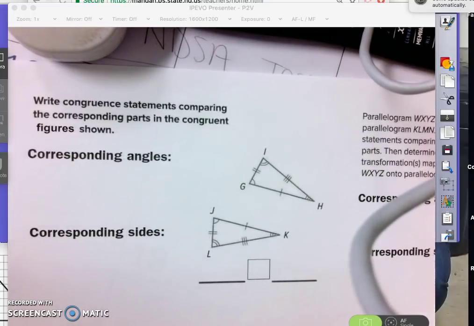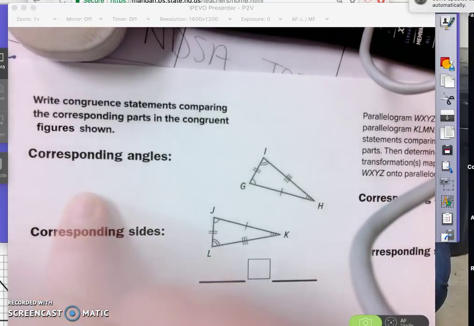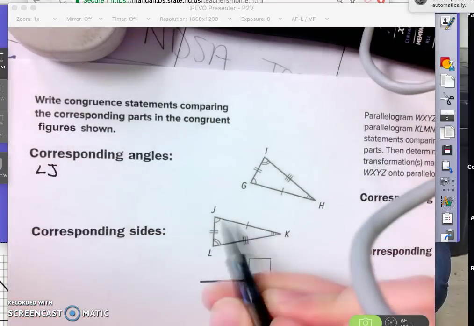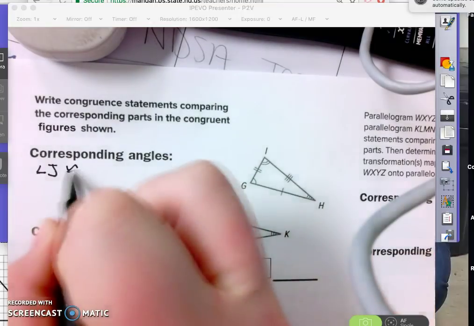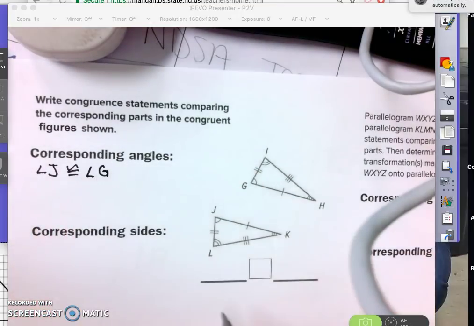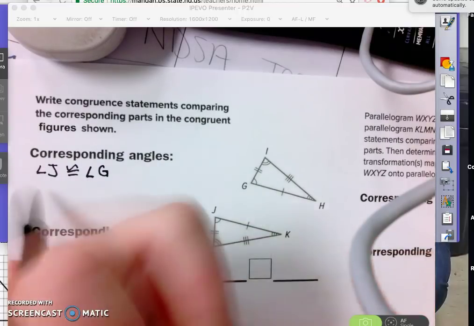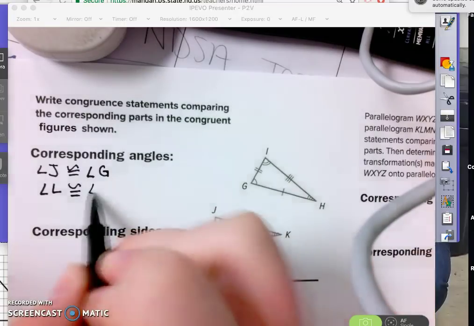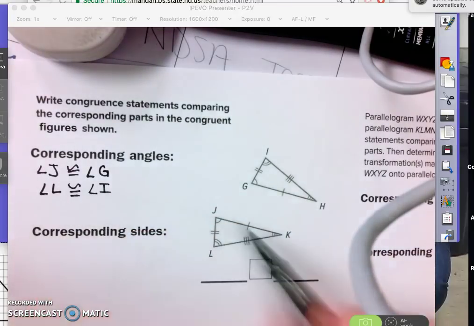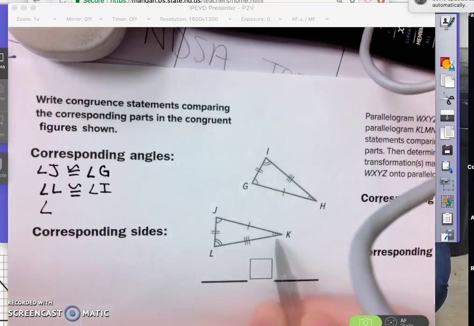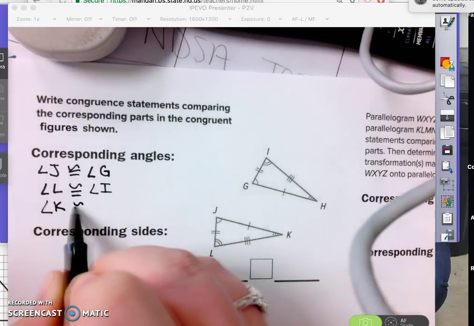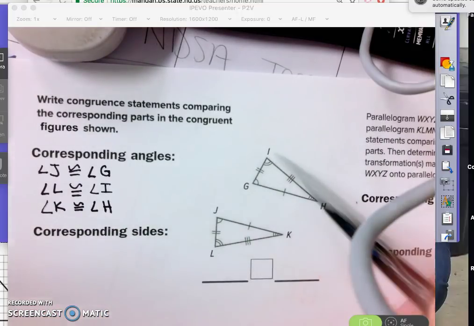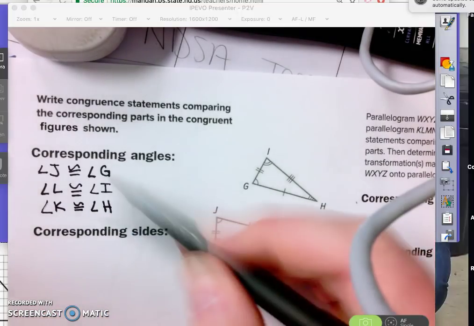Again, writing corresponding statements. So we're going to start with our angles, the one that has the 1. So angle J is congruent to angle G, the one that has the 2. Angle L is congruent to angle I. My last one with 3 tick marks is angle K and angle H.